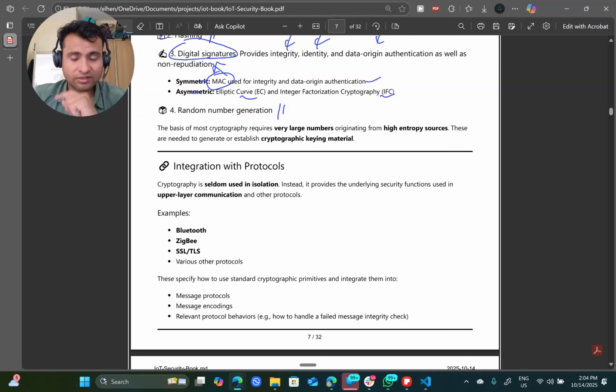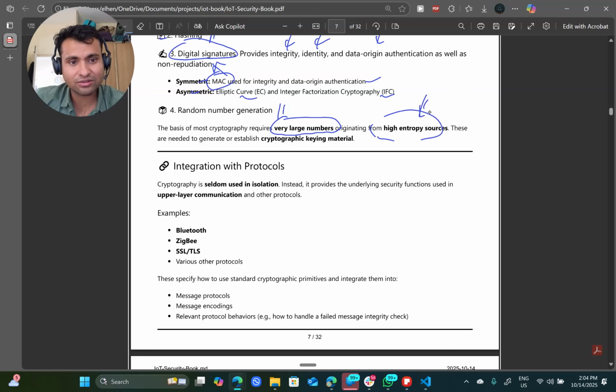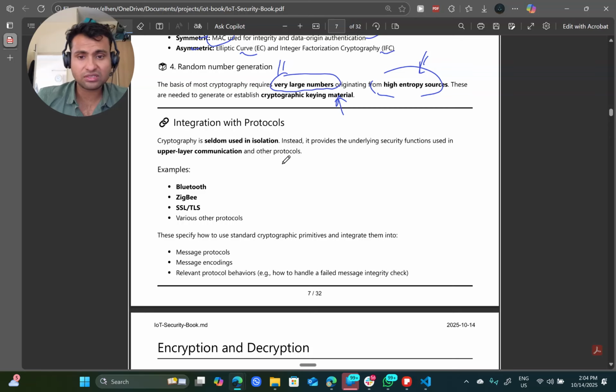And then there is another primitive which you'll see in most of the common cryptographic algorithms: random number generators. The basis of most cryptography requires very large numbers originating from a high entropy source, which is basically a random number. These are needed to generate or establish cryptographic keying material and ensure that things are random, and that people's keys, whatever is getting generated, are different and unique.